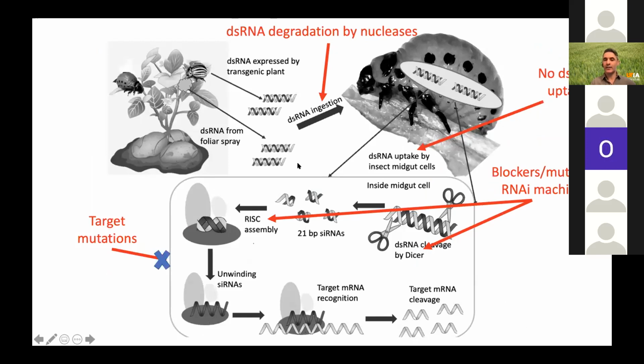Now that we had characterized the genetics and the cross-resistance in this strain, we were interested in looking at the mechanism involved in resistance. Because these insects are cross-resistant to an alternative double-stranded RNA, that tells us right there that target mutations are probably not involved in resistance. And so we concentrated on other potential resistance mechanisms, such as an increase in nuclease degradation of the double-stranded RNA, reduced uptake of the double-stranded RNA, or potentially blockers or mutations that could affect the RNAi machinery in these insects.